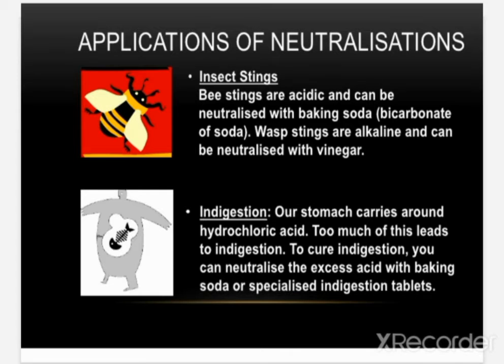Then indigestion. You see that your stomach carries around various hydrochloric acids, right? And too much of it leads to indigestion. Indigestion we call apach. Okay. Now what happens to cure this indigestion? You need to neutralize the acid content in your body. So this happens when you add an excess of baking soda, or you use Eno. So what does this Eno do? It quickly neutralizes the acidic content in your body and hence you are able to digest the food.